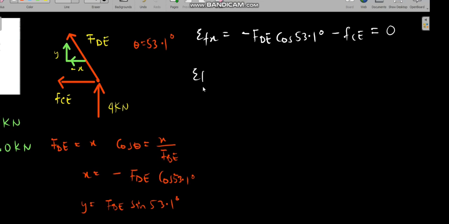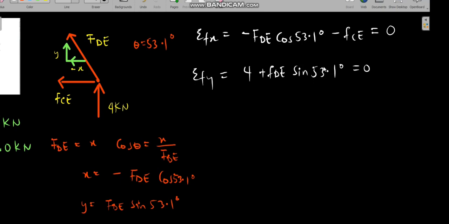So let's do the Y component, the sum of forces in the Y direction. That will be the 4 kilonewton plus the y component of FDE. So plus FDE sine of 53.1 degrees. This will also be equal to 0.